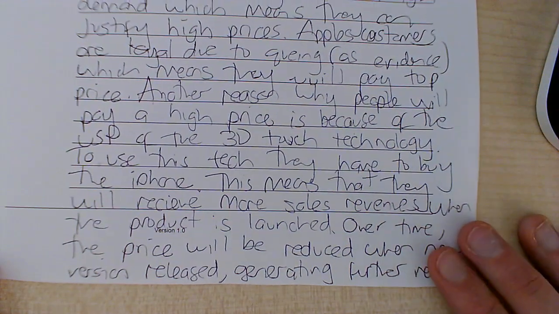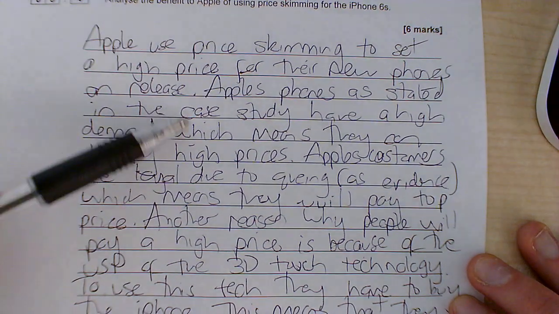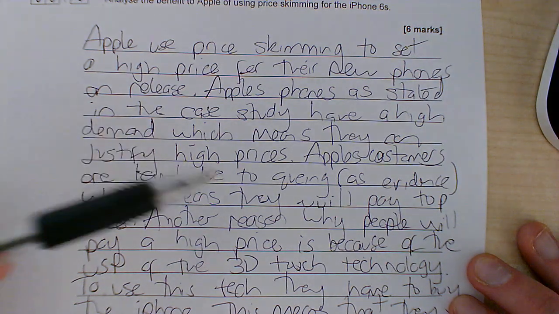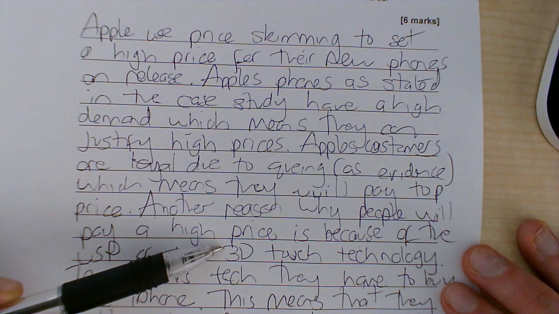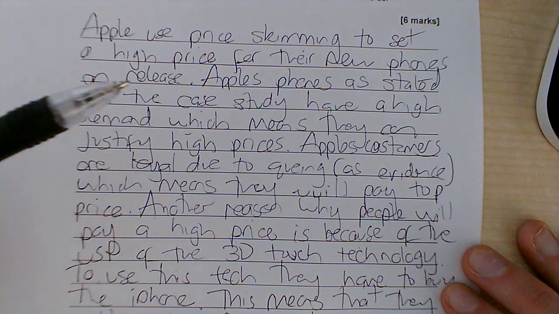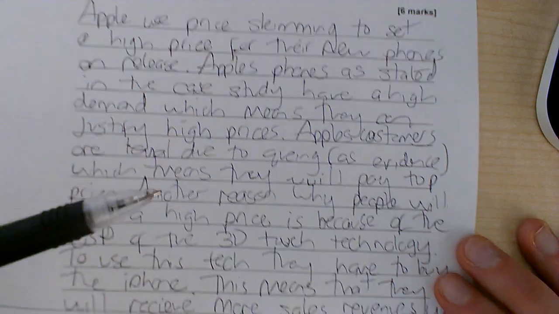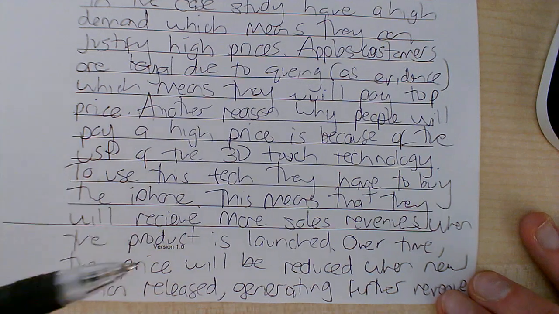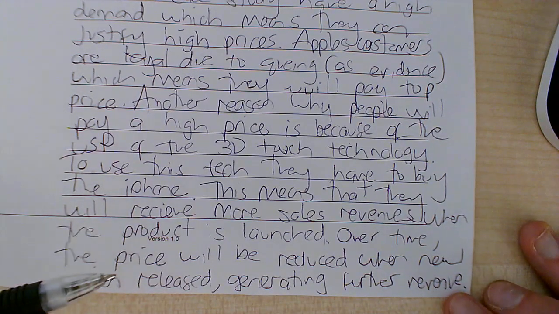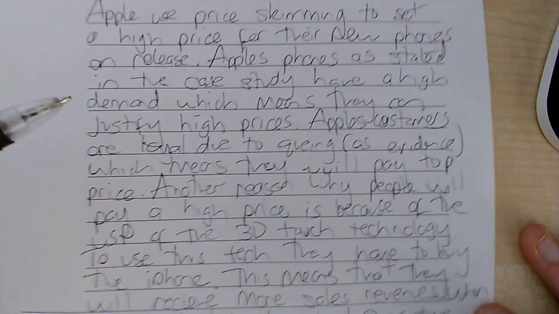Let's now think about the mark scheme, which is, is it in context? Yes, it is. There is clear context here about the fact that they've got high demand, the fact that people are willing to queue, and the 3D touch technology. So that's straight away into level 2. Have I then referenced it substantially? I think there are 3 separate references there, so I think it's substantial. And have I analysed it using connectives? Well, actually, I think I have down here where I talk about how that means they'll make more sales revenue when it's first launched, and that over time they will then reduce the price further, and then that will generate further revenue. And so as a result, I think that's a level 3 response.